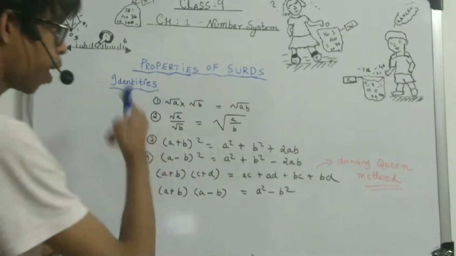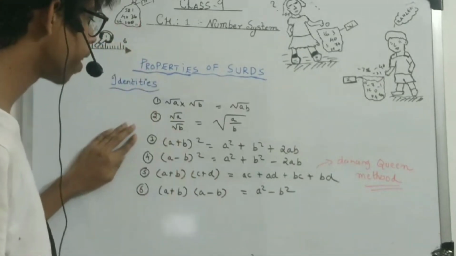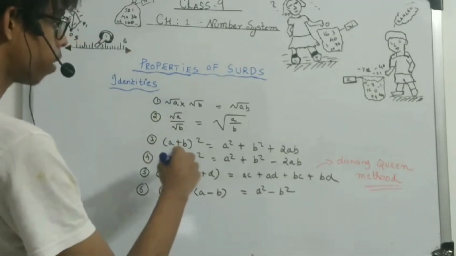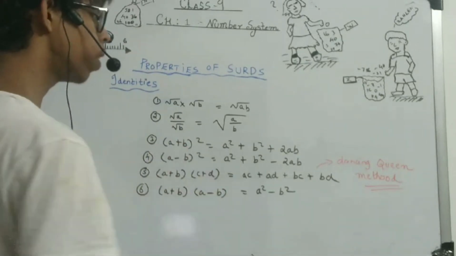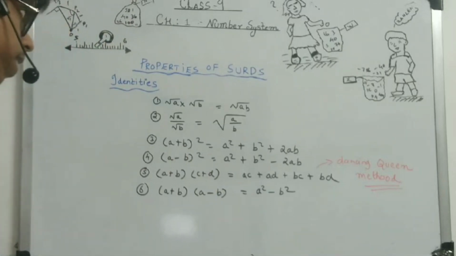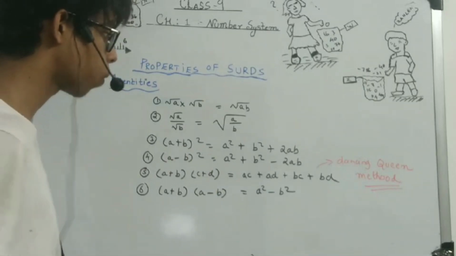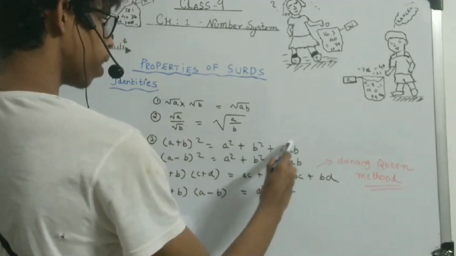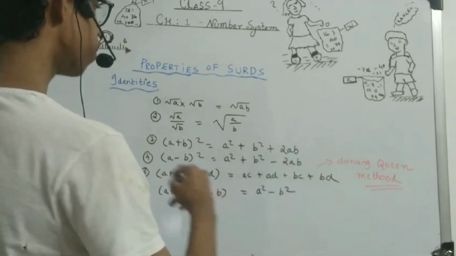Okay, now the next set of identities are very similar to you because you have learned them in class 8. So we know (a plus b) the whole square. We know how to expand the (a plus b) the whole square identity, which we have learned in class 8. So what is (a plus b) the whole square? a square plus b square plus 2ab.